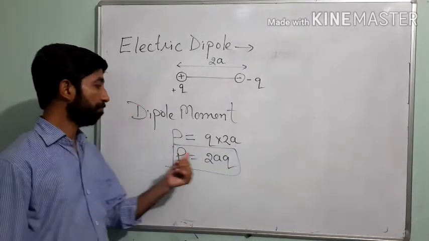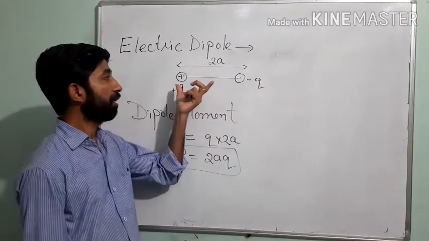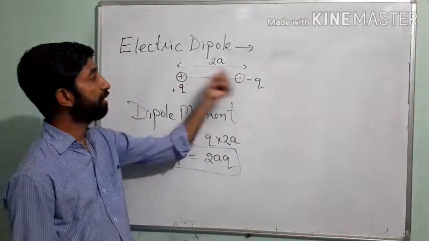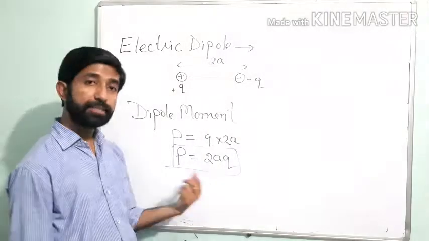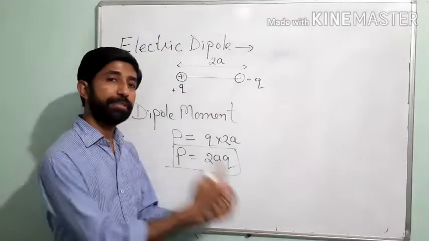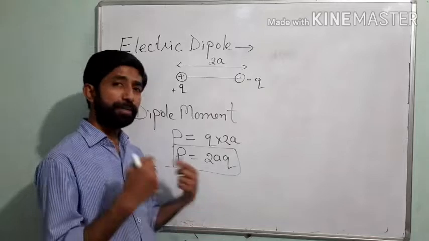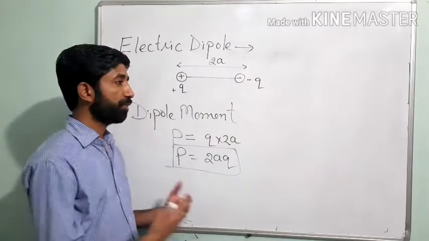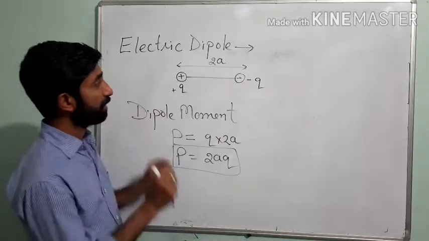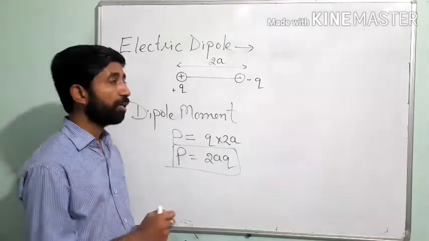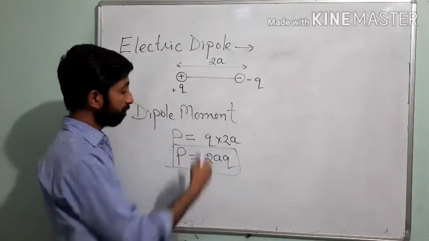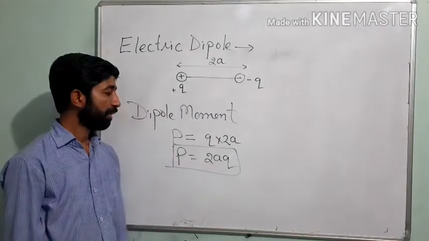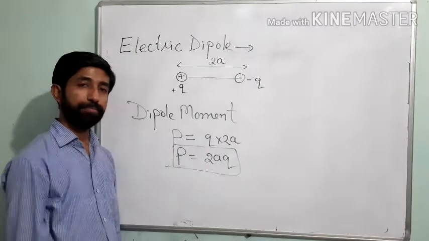This is the magnitude of something that is formed by this pair of charges, and that something is to be utilized in different conditions, in the presence of different sorts of fields and in the behavior of different materials or matter. That particular property of that system is called the electric dipole moment. P equals 2aq.